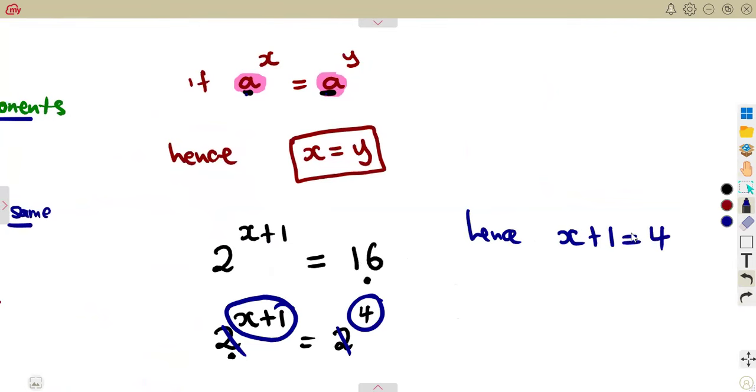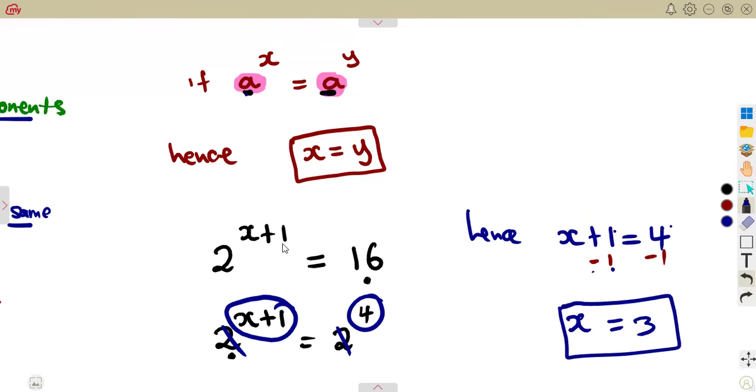So if x plus 1 is equal to 4, what will be the value of x? You are now back to your normal equations that we used to solve, where we can simply subtract a 1 here, then subtract a 1 from the additive inverse, so that we obtain a 0. 1 minus 1 is 0, which is equal to 4 minus 1, which is 3. We have got the x value, which satisfies the equation that we are given there.